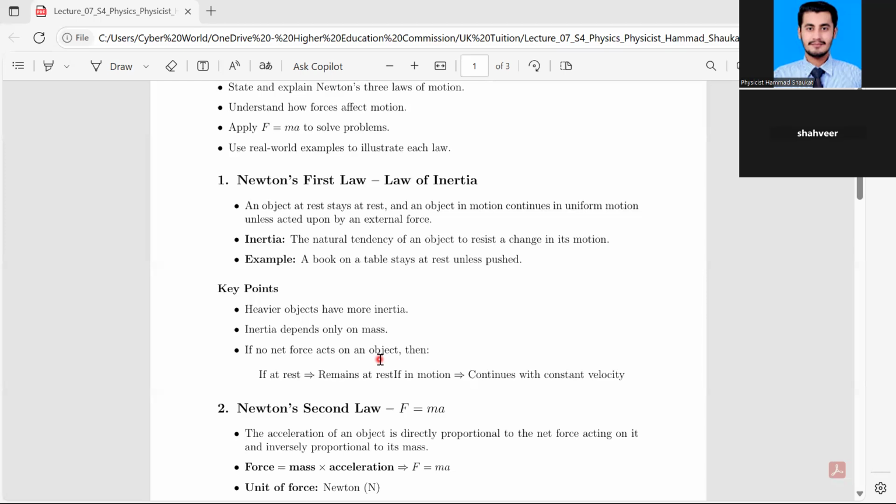Okay. So, is there any question regarding Newton's first law of motion? No. Okay.